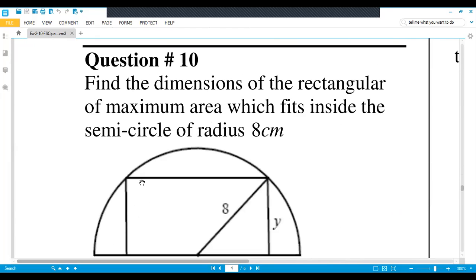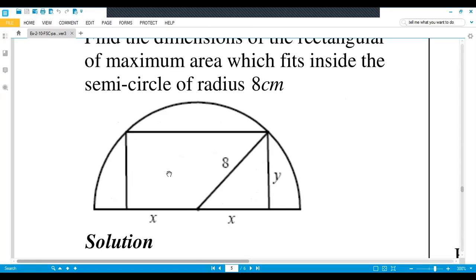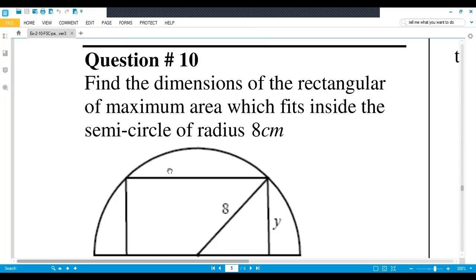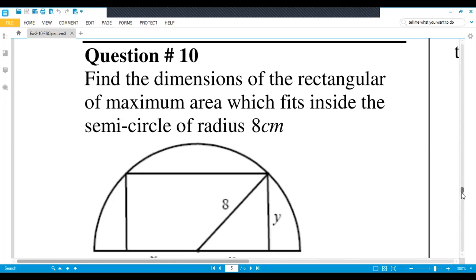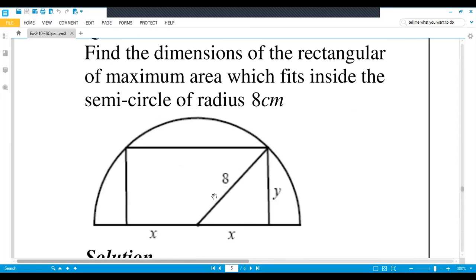Now come to question number 10. Question number 10 is, this is a very important question, mostly comes in the paper. If they give you this question, they will also give you this diagram. Look at the diagram. Find the dimensions of the rectangle of maximum area which fits inside the semicircle of radius 8 centimeter. What it means? Means that you have a rectangle, and that rectangle fits in a semicircle, and the radius of the semicircle is 8 centimeter.